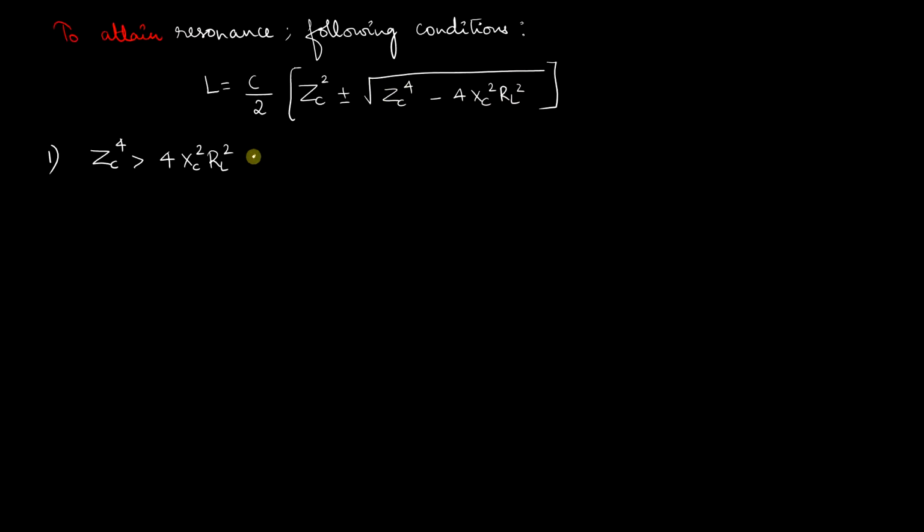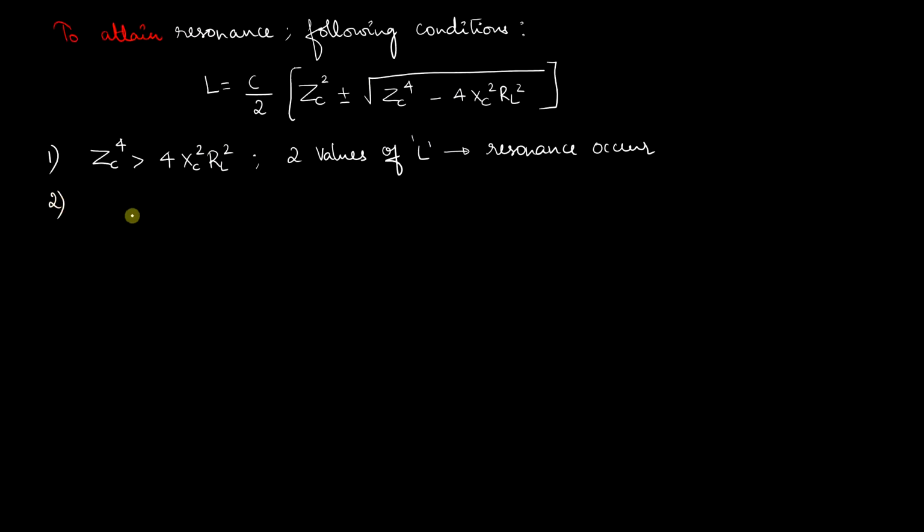Then you will have two values for L. Correct? Two values of L for which the resonance will occur. That is because you have Zc square plus or minus this term. So if Zc to the power 4 is greater than this particular term, you will have Zc square plus a value, and you have another value which will be Zc square minus that value. So there are two values for the inductor at which the resonance will occur.